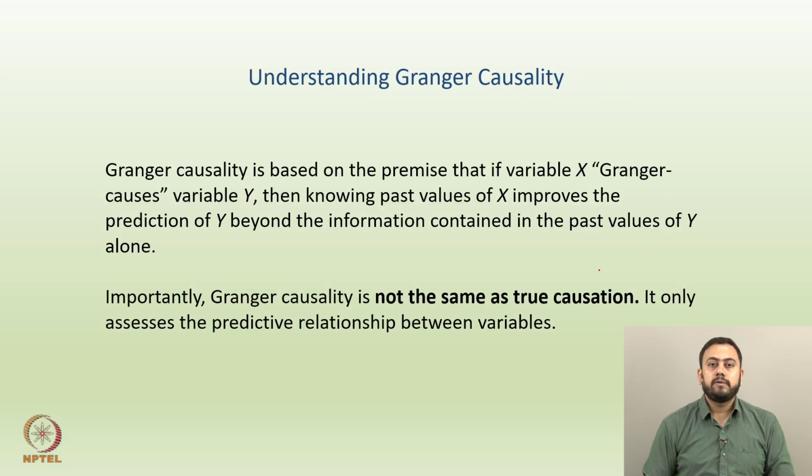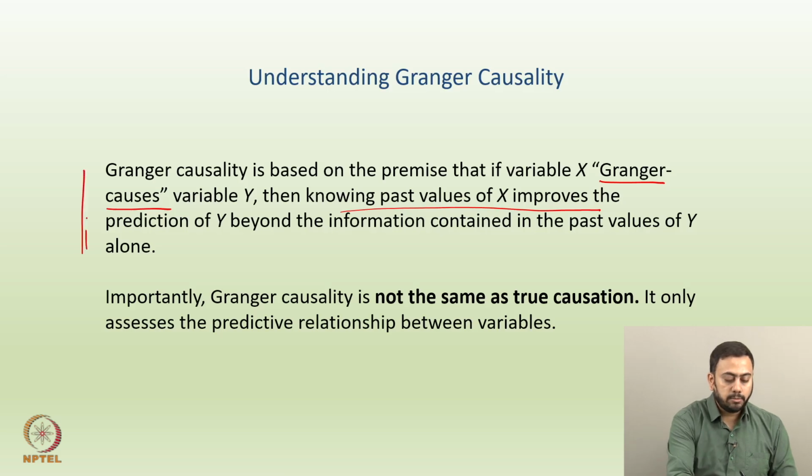Now we will break it down and try to understand what exactly one means by Granger causality in a bit more detail. Granger causality is based on the premise that if variable x Granger causes variable y, which is the technical term we use when there exists any causality between x and y, then knowing the past values of x improves the prediction of y beyond any of the information contained in the past values of y alone. Let me break this statement down to make it simpler.